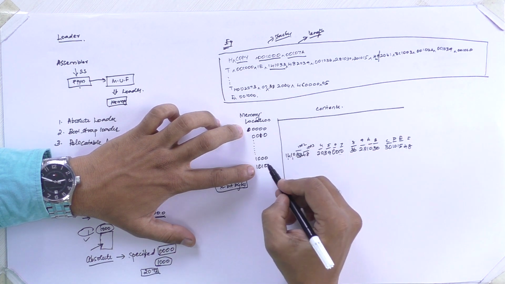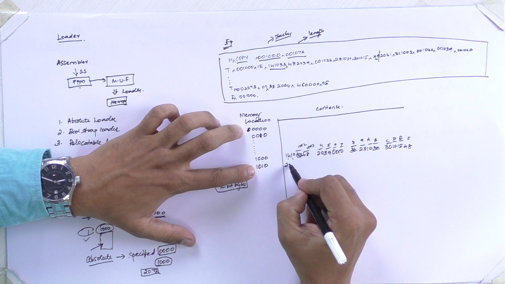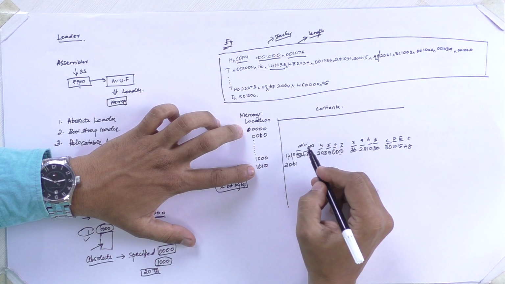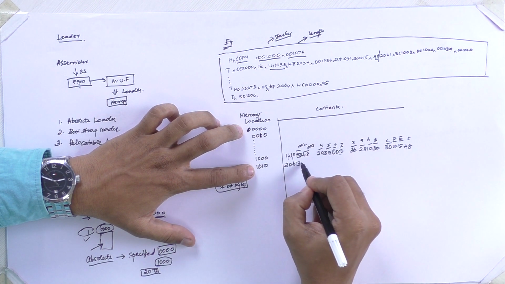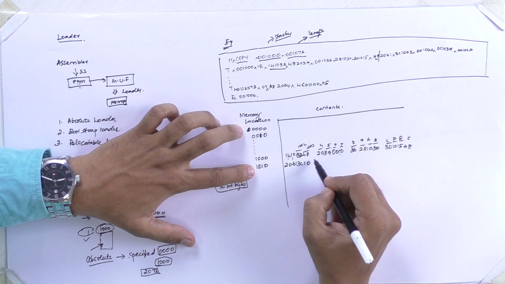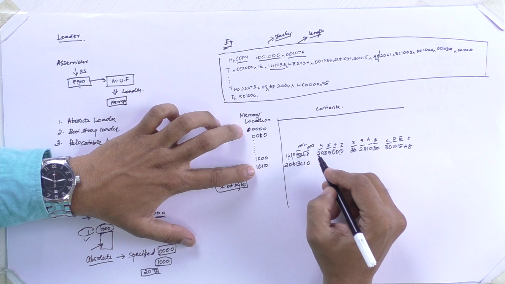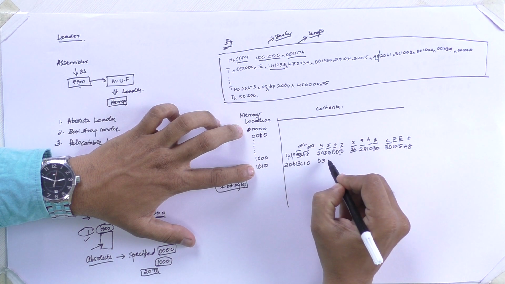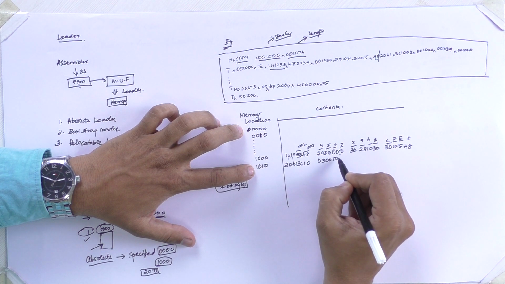So the next 1010 will contain 2061, then the next one 3C. So we have only specified 6, 2 more can be specified, 10. The next one will be specified as 030010. Then next will be 2A.